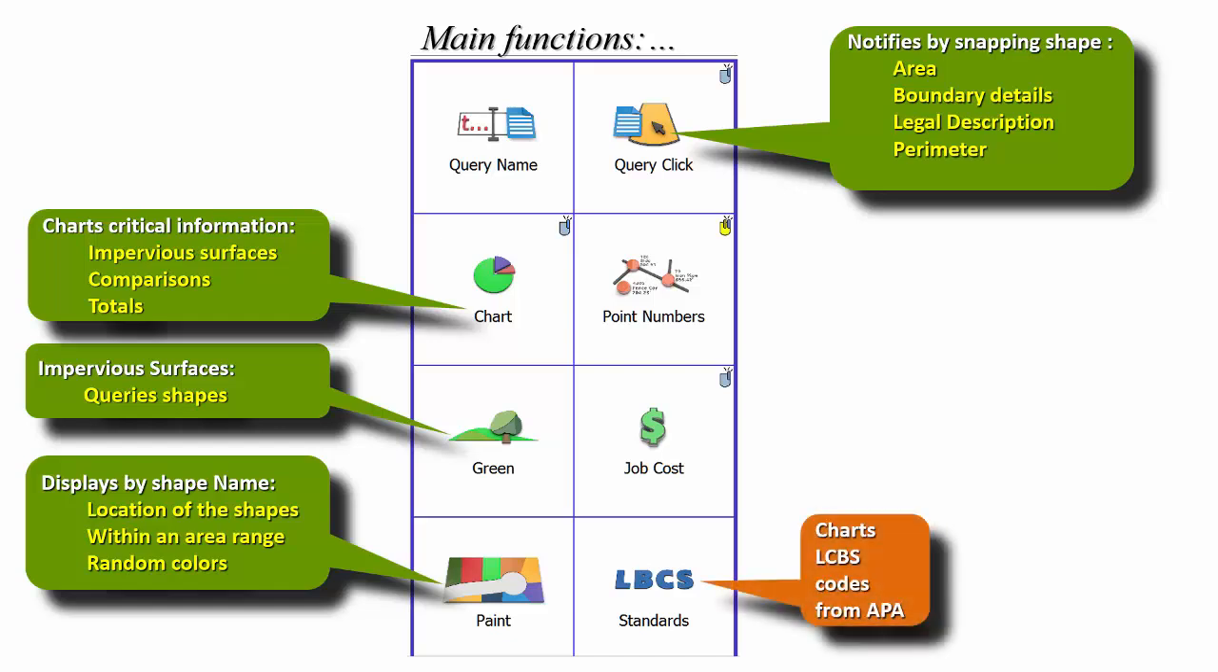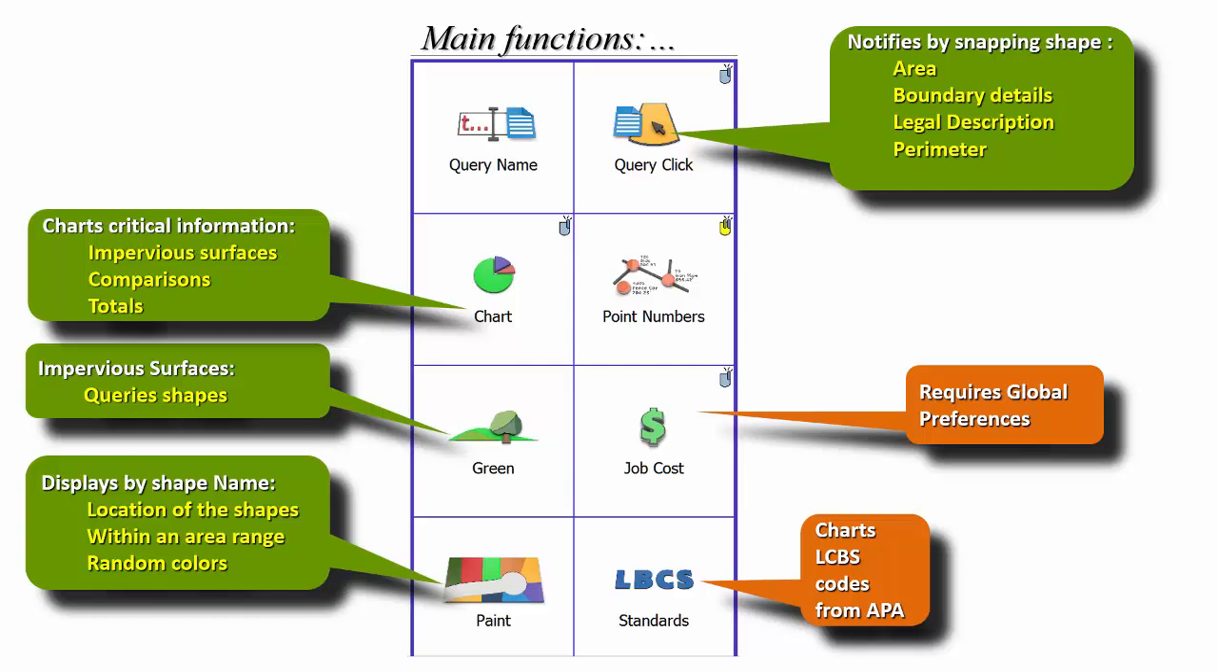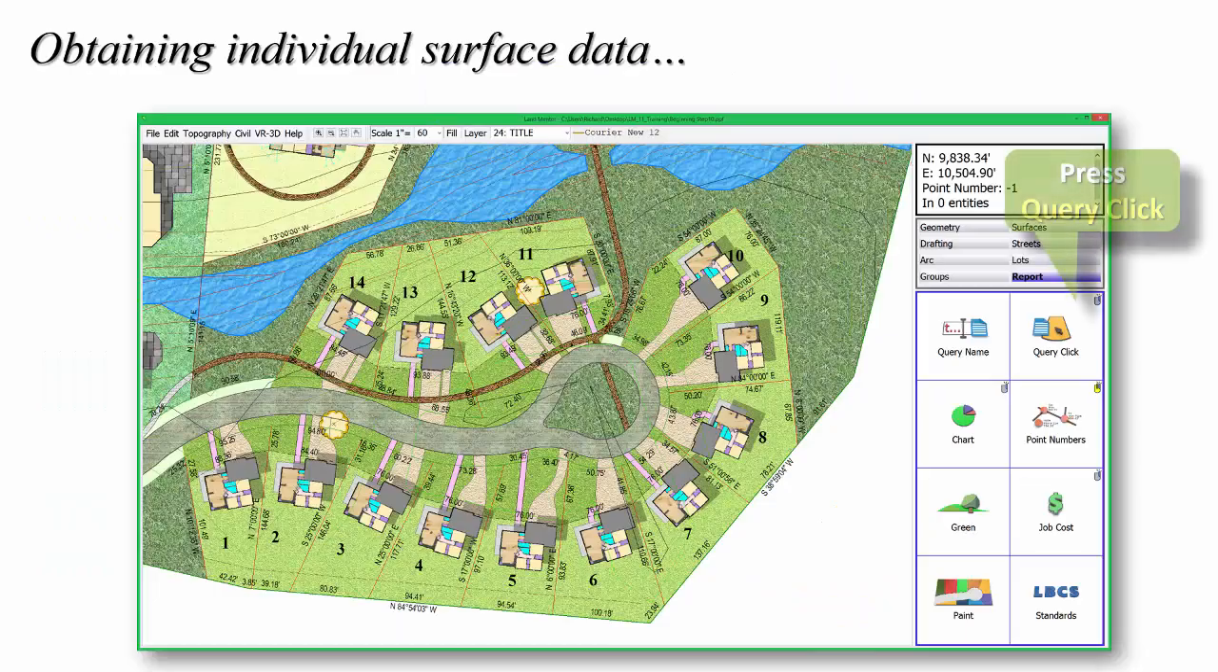LCBS, those are codes from the APA. That's also built in, American Planning Association. Job cost requires you to go into the global preferences and start putting cost factors in. Actually, that also does landscape architecture into the naming and the data.